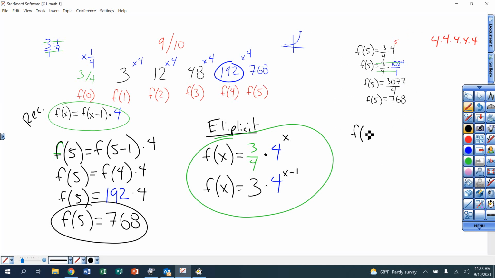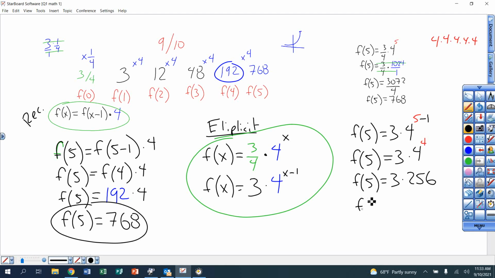F of 5 equals 3 times 4 to the 5 minus 1 power. Make sure you write that. That gives me the 5th term, and I have 3. Leave that 3 alone. Raise 4 to the 4th power. 4 to the 4th power gives me 256. So the 5th term comes from multiplying 3 times 256. If I do that right, that will give me the same 768 answer.